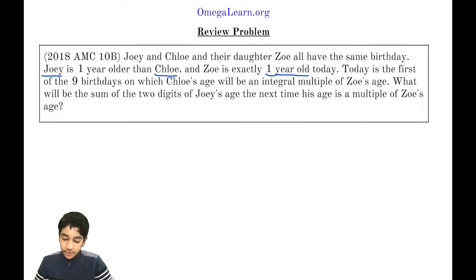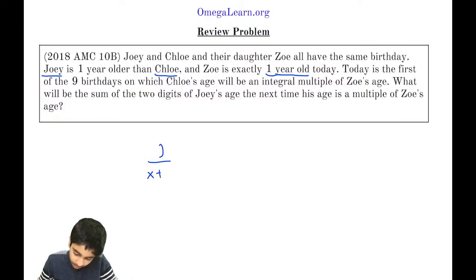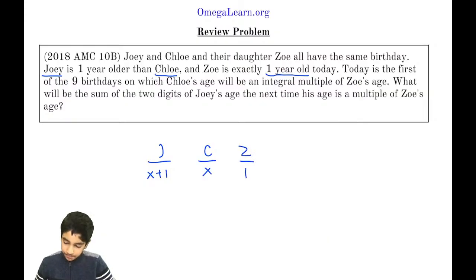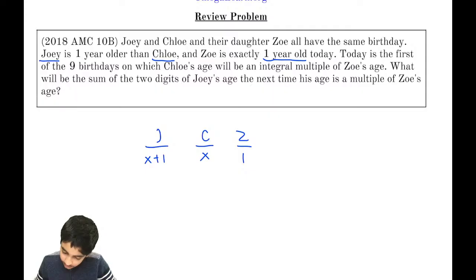What will be the sum of the 2 digits of Joey's age the next time his age is a multiple of Zoe's age? So the idea is, let's say Joey's age is x plus 1, Chloe's age is x, and Zoe's age is 1. Okay? So basically we have that. We're saying that today is the first of the 9 birthdays on which Chloe's age is an integral multiple of Zoe's age. So this seems a little bit tricky.